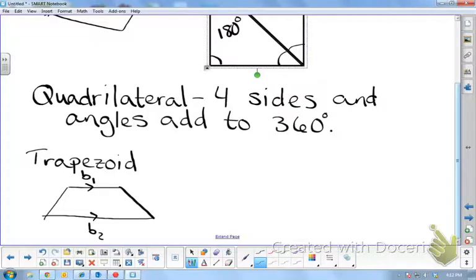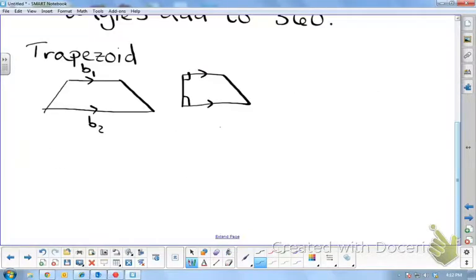I could have a trapezoid more like this. This is also a trapezoid, again, if my line was completely straight. These lines are still parallel, even though we now have some 90-degree angles involved. So that's our first quadrilateral.